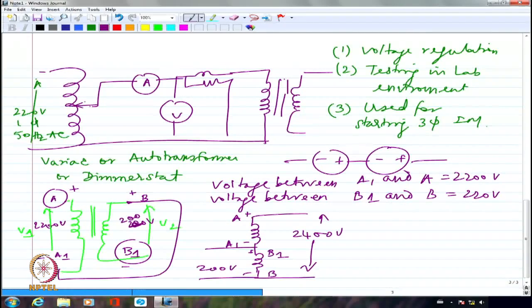Are you getting my point? So for series addition and series opposition, I have to just invert. That's all. Got it? Can we proceed to the problem?